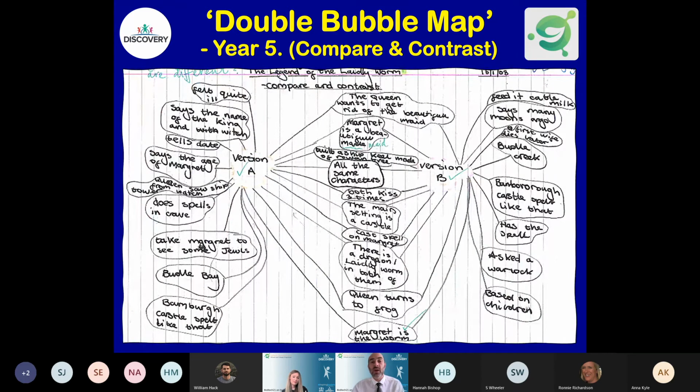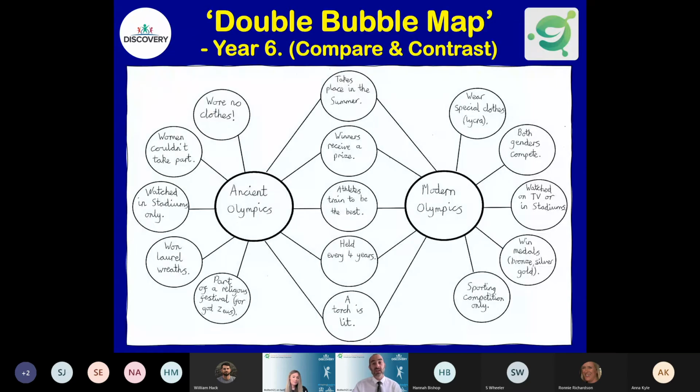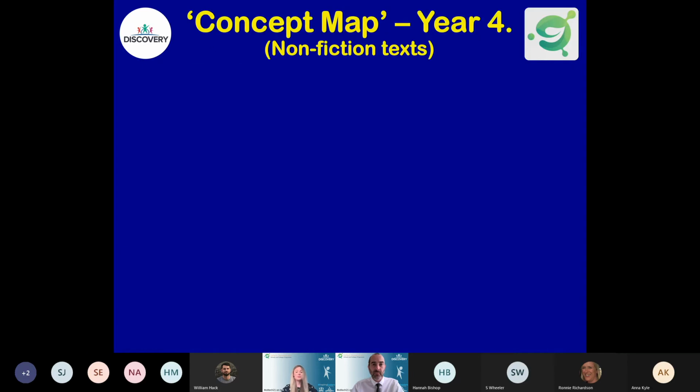This is the Year 5 version where they read and explored over the week two versions of the same legend. And then again, they looked for the similarities between the two versions and the things that were discrete. And here, this was a non-fiction text type that was explored in a guided reading setting, and the Year 6 pupil compared in a non-chron report the ancient Olympics with modern Olympics, and looked at, again, down the centre, those things that they had in common, and then around the outside, those things that were discrete to those different times in history. So both of those are really fantastic ways of recording visually the learning.